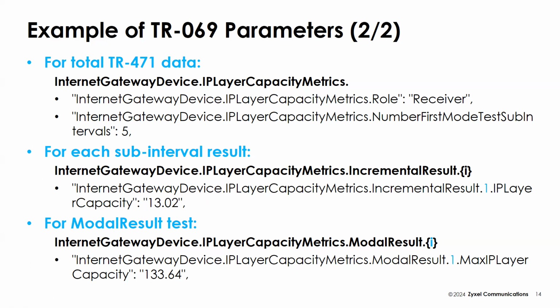I'm sorry, but which one is the real result for the test? Is it the subinterval or the modal? If you want to get the result from a specific subinterval, you use this one. And if you use this one, it can help us get the maximum IP capacity among several subintervals, not only one. Yeah, that's the difference. So the average result will be the modal result? Agree? The modal result will be like an average result. Oh yeah, because it is from several subintervals, not only one.